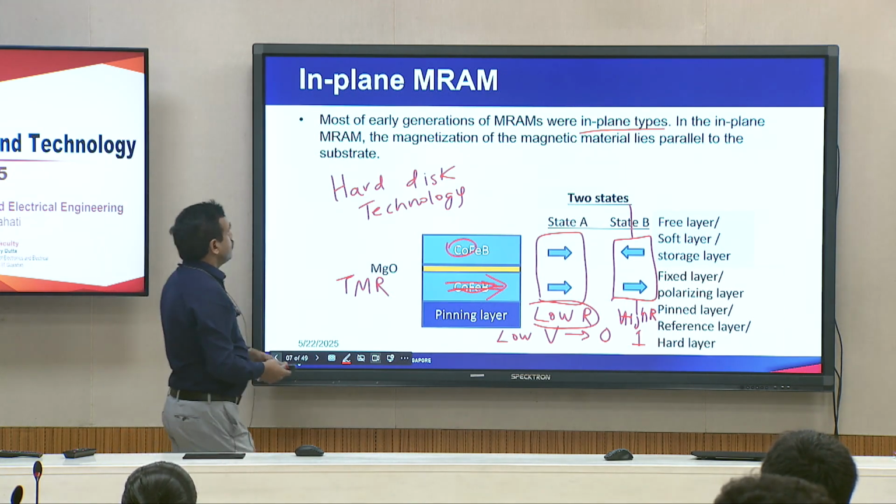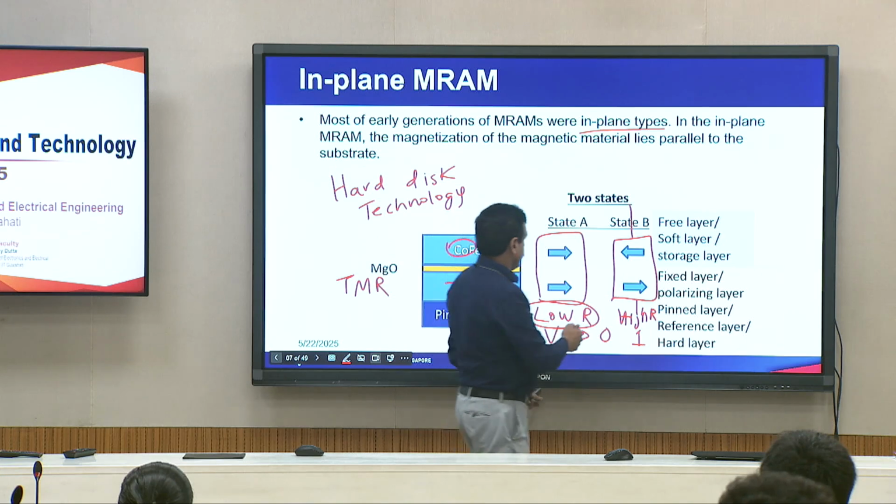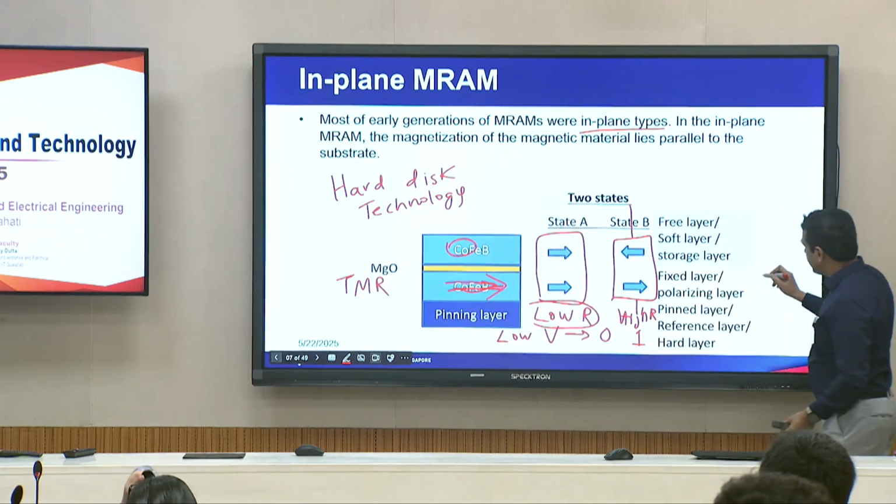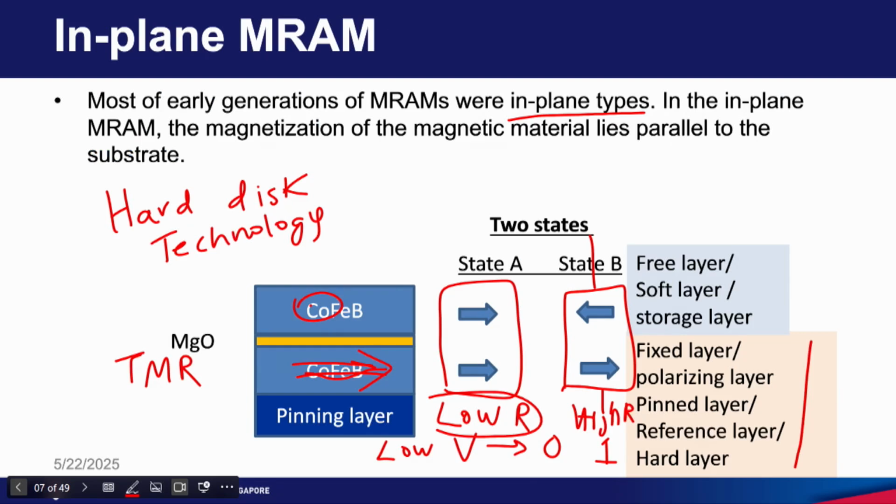Okay, as I mentioned yesterday, the reference layer has so many names. I may use fixed layer, sometimes polarizing layer, pinned layer, reference layer, hard layer; all these refer to this layer whose magnetization direction is always fixed. And the free layer, whose magnetization can be changed to be parallel or anti-parallel, has a few names like this.